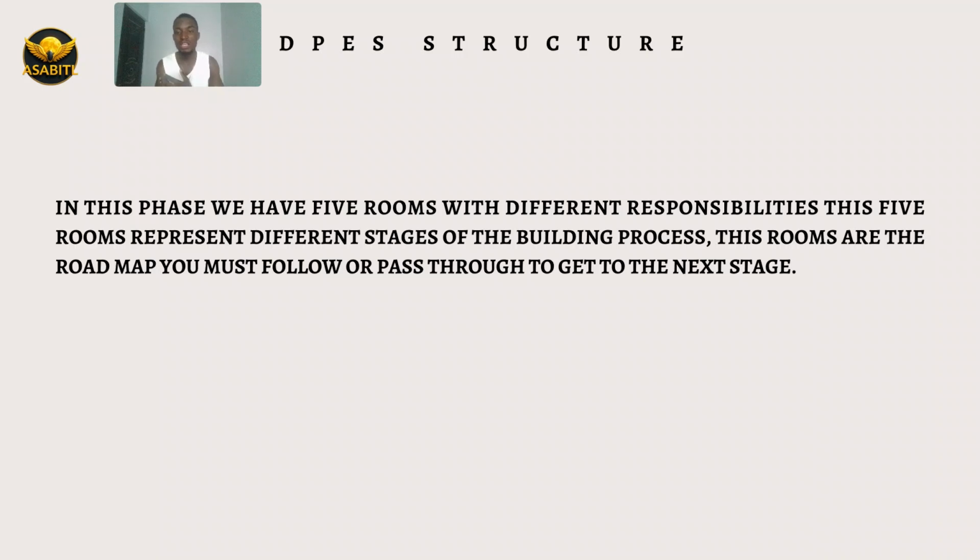This phase, just as I explained before, has five rooms with different responsibilities. These five rooms represent stages of the building process. These rooms are the roadmap you must follow or pass through before you get to the next stage. I've told you the rule. You must finish one before you move to the next. If you do not finish one and you move to the next, you're not going to get what you want. So please, just as I've been telling my clients, my premium members, follow one thing. If you don't follow it, you will not get it right. Finish one before you move to the next one.